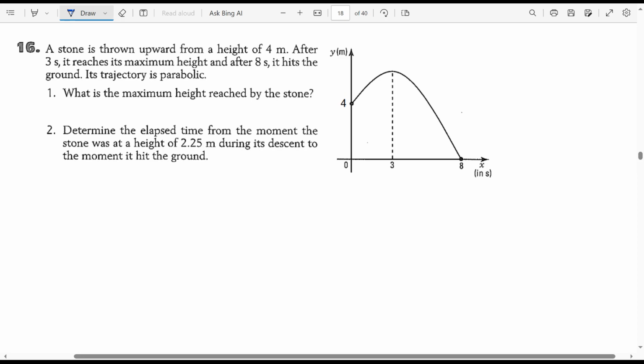The first thing is I need the maximum height that it reaches. So that means I've got to find k. So that's what that is.